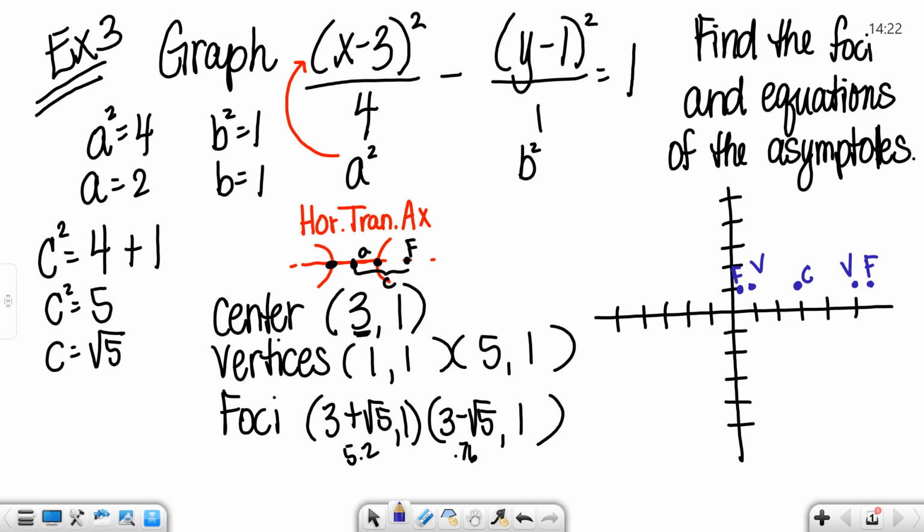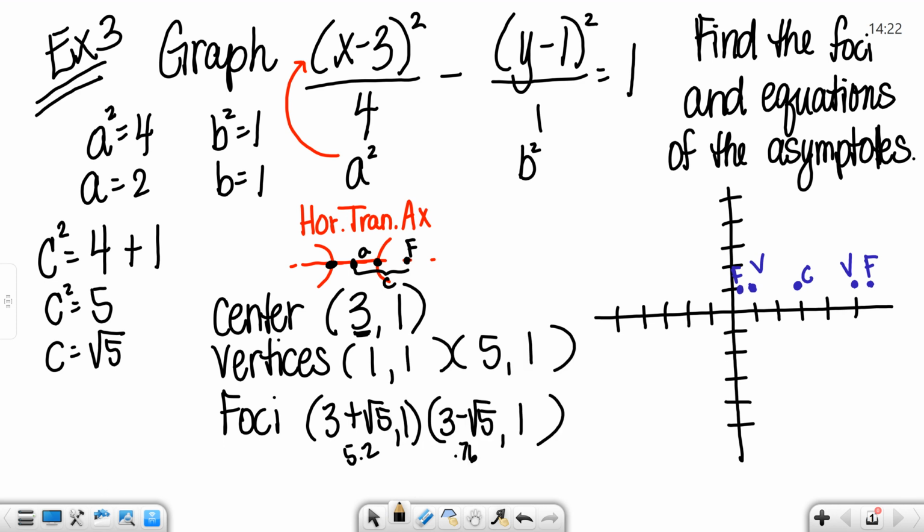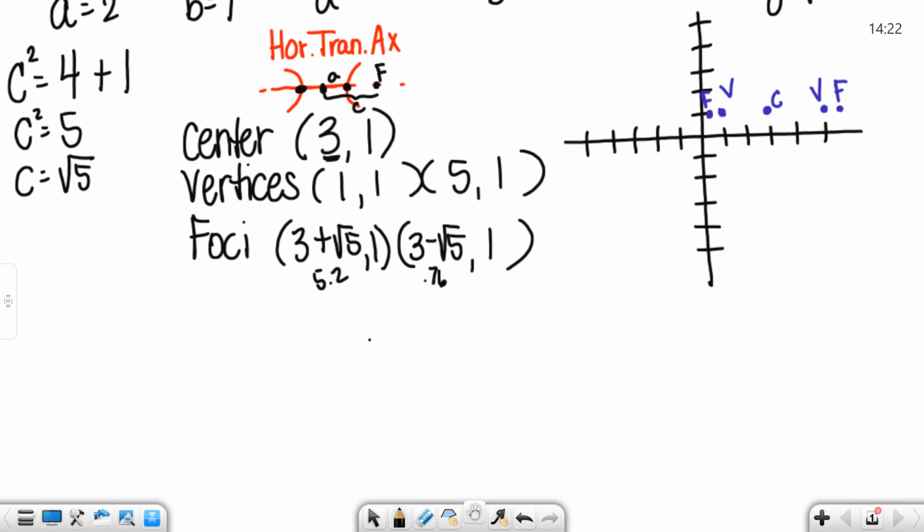All right, so I've got those. Now, I can't draw my curves yet. I know the direction that my curves go, but I don't know how fat my curves are. So that's where the asymptotes help us out. So the next thing we're going to do is find our asymptotes. So we've graphed our center, our vertices, and our foci. Now we are going to worry about those asymptotes.